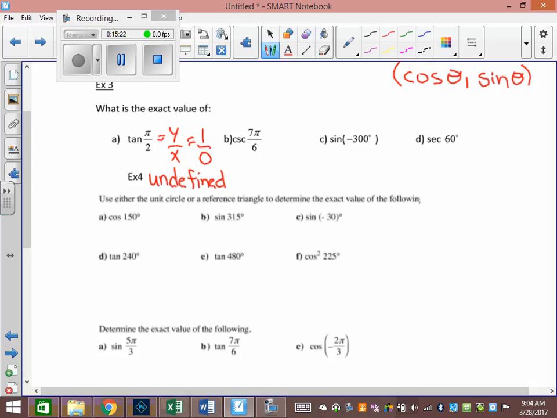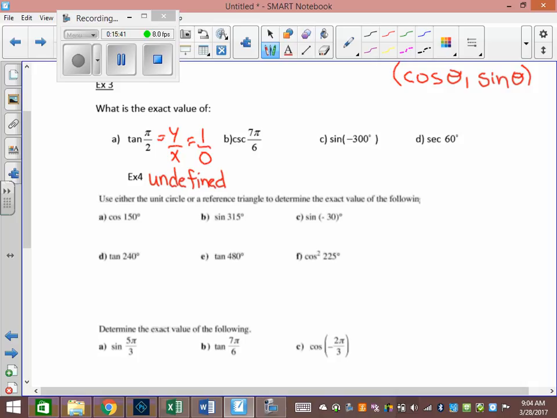Cosecant of 7 pi over 6. Cosecant is what? The reciprocal of what? Sine or cos? Remember, it's always the opposite letter. So if it's cosecant, it's the reciprocal of sine. If it's secant, it's the reciprocal of cos. Okay? C's and S's don't ever go together.